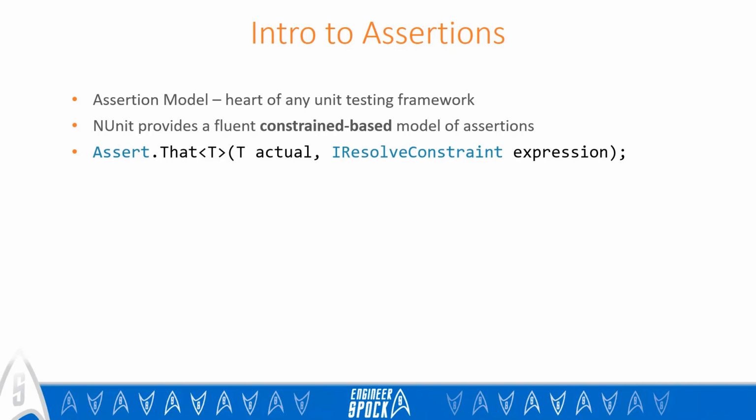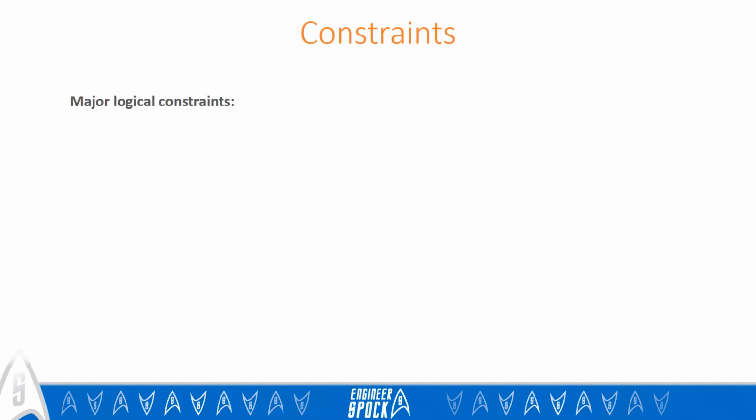Let's dig into the model of constraints. Constraints are the heart of assertions. I want to demonstrate this system from the practical point of view. I don't want you to cram into your mind all the internal types of NUnit, so I'll try to simplify things a little bit. With no doubts, at the top level, we have three major logical constraints. Here they are: Is, Has, and Does. These constraints are represented by the correspondingly named classes in NUnit.